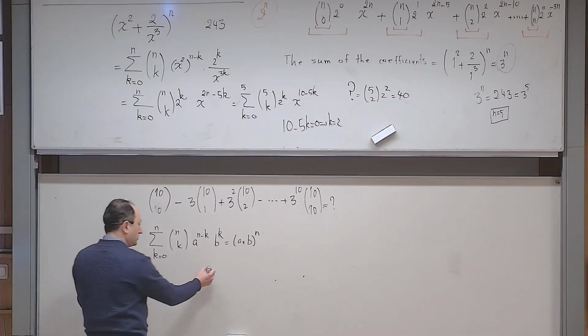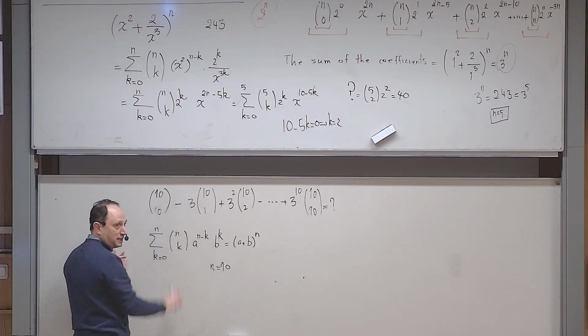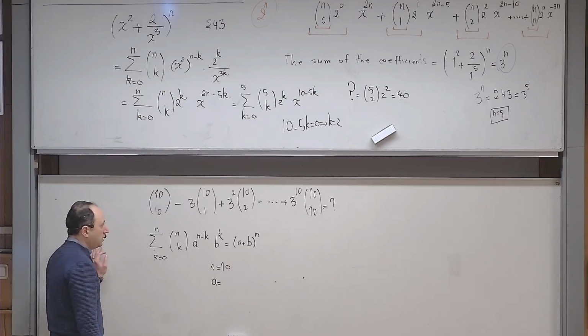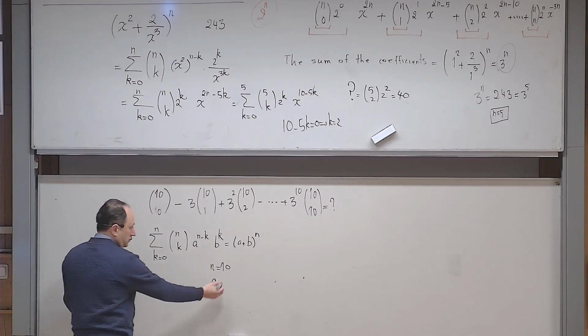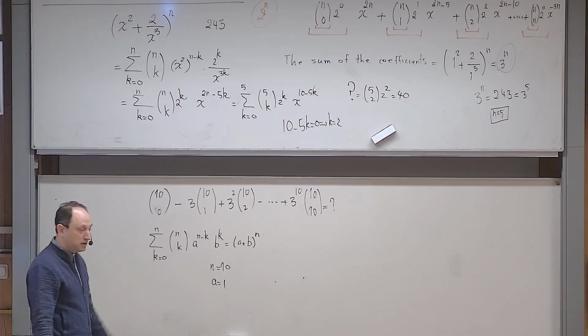If it is going to work, N should be 10. Yes, because the top number is always 10. What do you choose for A? Choose 1. Let us test. You say 1. I will go with you. And if it works, it works. Otherwise, we change. Okay? So A is 1.